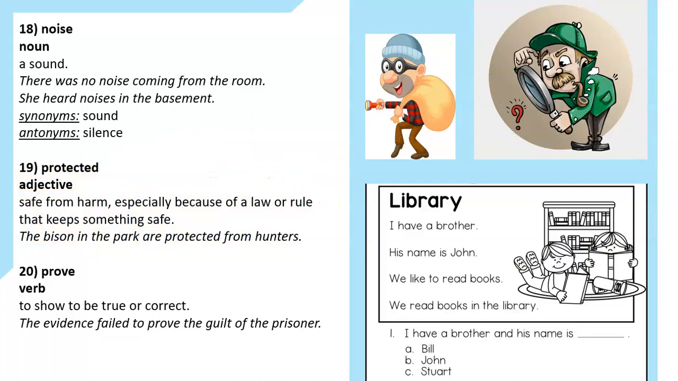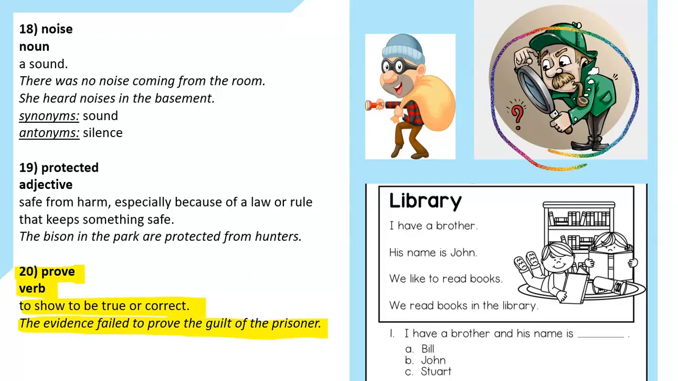Our next word is prove. Prove is a verb, and it means to show to be true or correct. For example, the evidence failed to prove the guilt of the prisoner. So, whenever there is a police officer or a detective, they have to prove that a bad guy has done something wrong. They need to look for clues, and they need to show why they think that this person did something wrong. That is what we call prove.